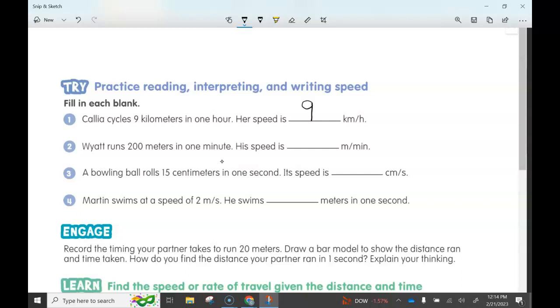So Wyatt runs 200 meters in 1 minute. His speed is 200 meters per minute. We can see these are unit rates, because it is 9 kilometers per hour. You remember that slash means per. 200 meters per minute. If it were 200 meters for every 5 minutes, that's not a unit rate, that's just a rate. But this is a unit rate because it deals with one unit, comparing 200 meters to the one quantity of 1 minute. So that's how you practice reading, interpreting, and writing speed. Let's take a look at some other problems that deal with distance and speed and time.